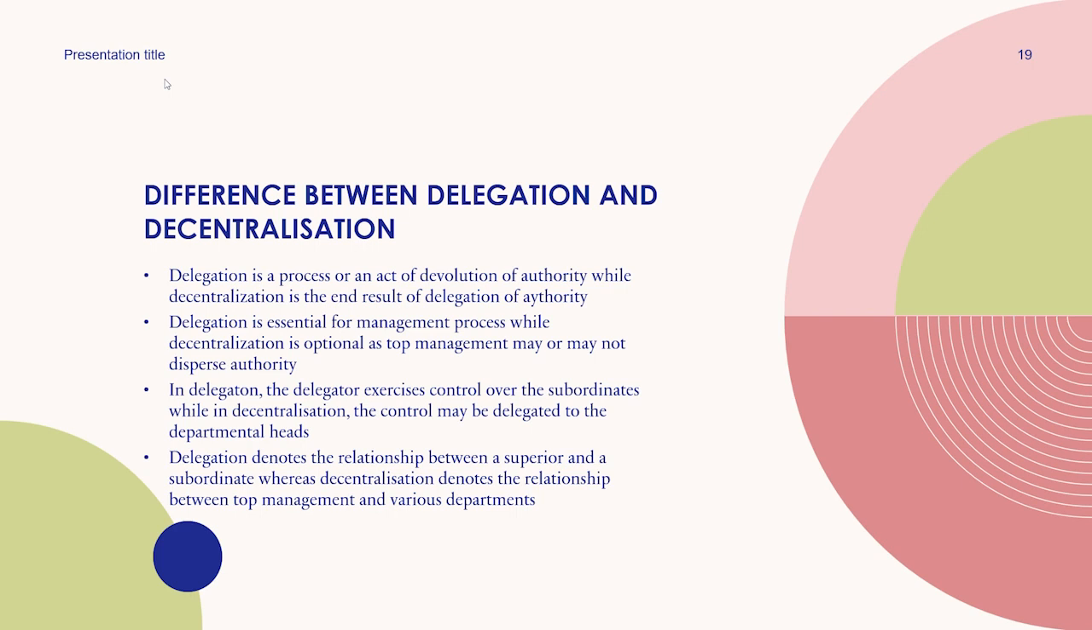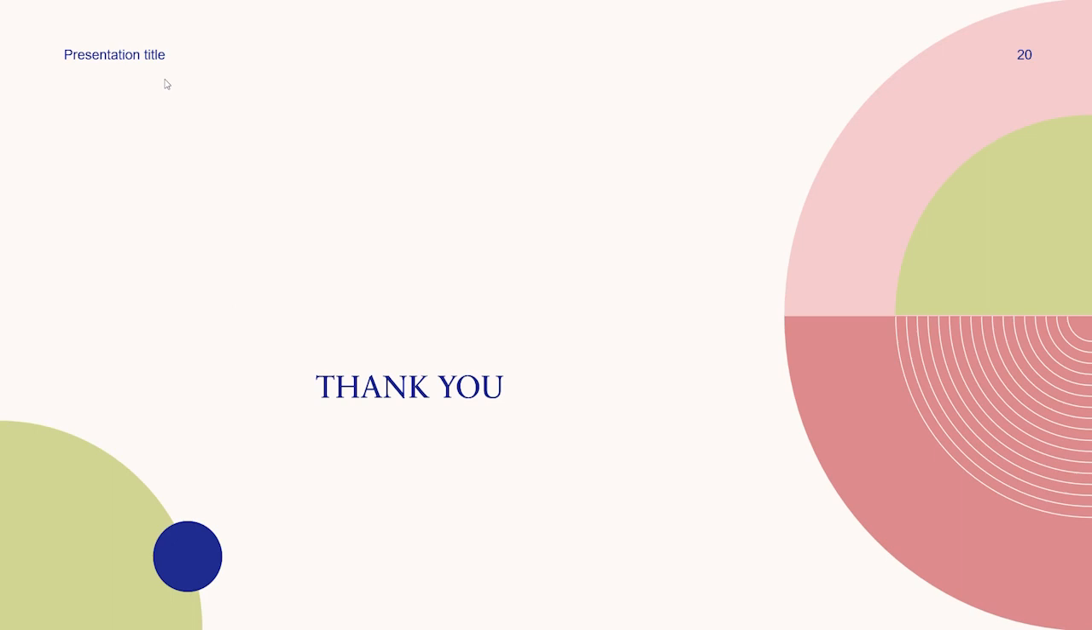Fourth point, delegation denotes the relationship between a superior and a subordinate, whereas decentralization denotes the relationship between top management and various departments. You have to study all the topics. You should not skip any points, because every point is important in this module 3: organizing, delegation, decentralization, and centralization, merits and demerits. So all the best for your exam. Thank you.